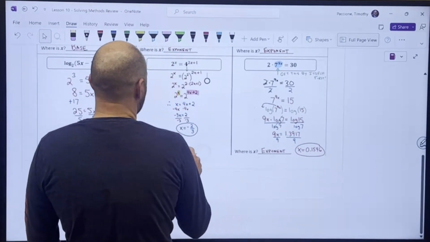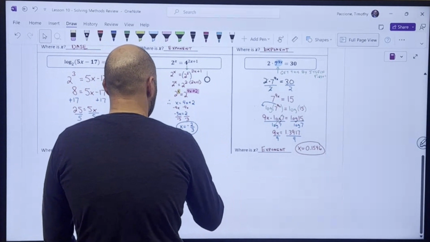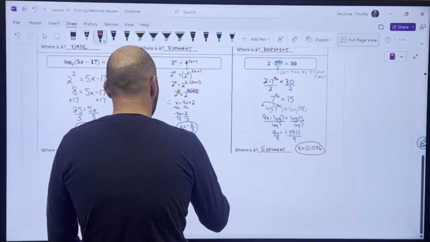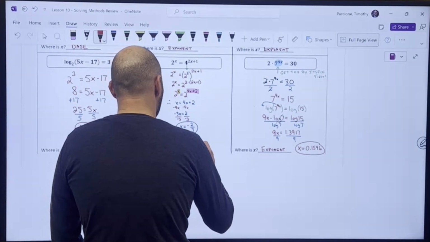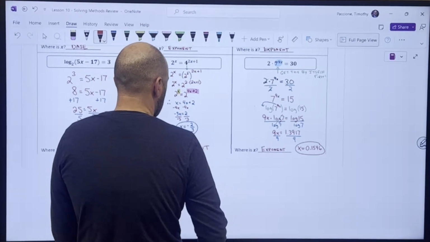Oh, I forgot to put the x here. This is in the exponent. There we go.